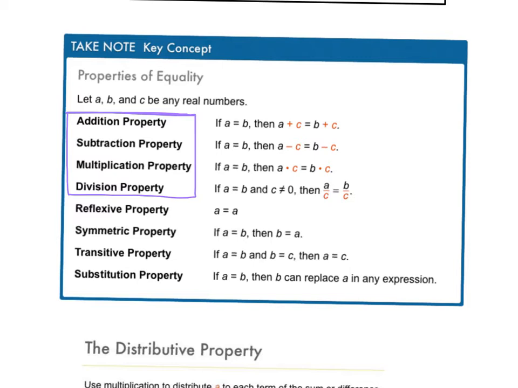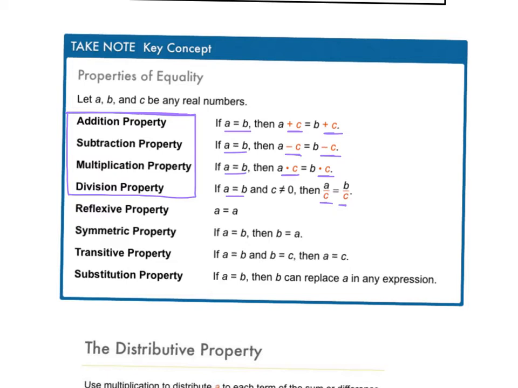The rule is, if you have A equal to B, notice for all of these, if A is equal to B, then, for instance, the addition property says if you add C to one side, then you add C to the other side, and they're still equal equations, right? So it's just adding something versus subtracting something versus multiplying by something versus dividing by something. That gets you that property, okay?